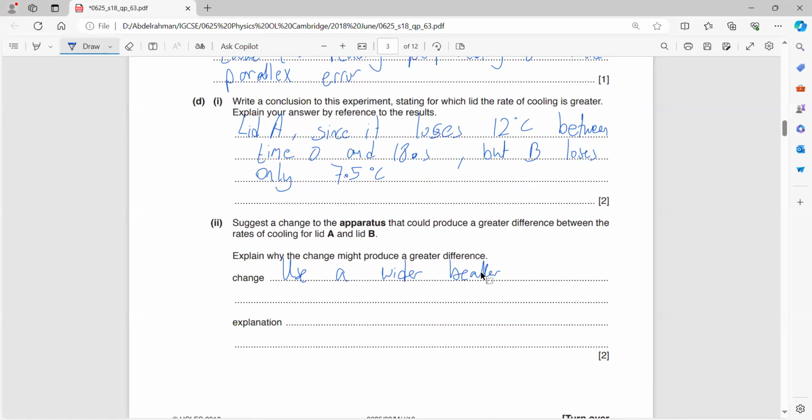Okay, if I have a very wide beaker, what will happen? As we increase the surface area, the evaporation will increase. Okay. As the surface area increases, the rate of cooling also increases due to evaporation, due to more evaporation.